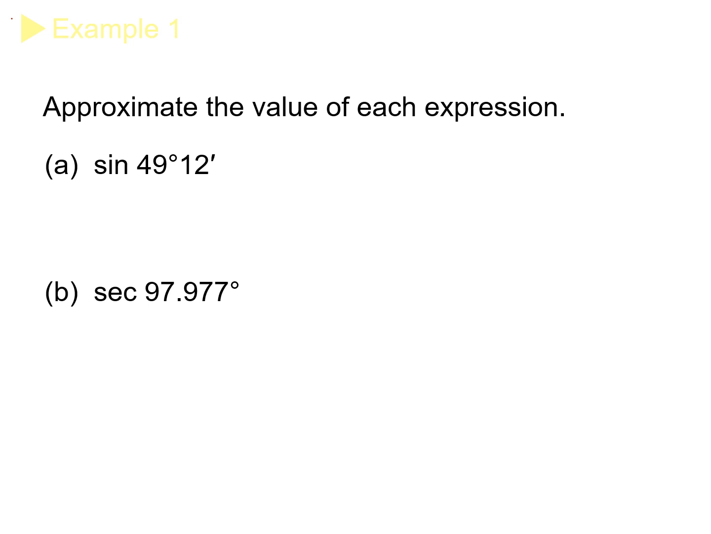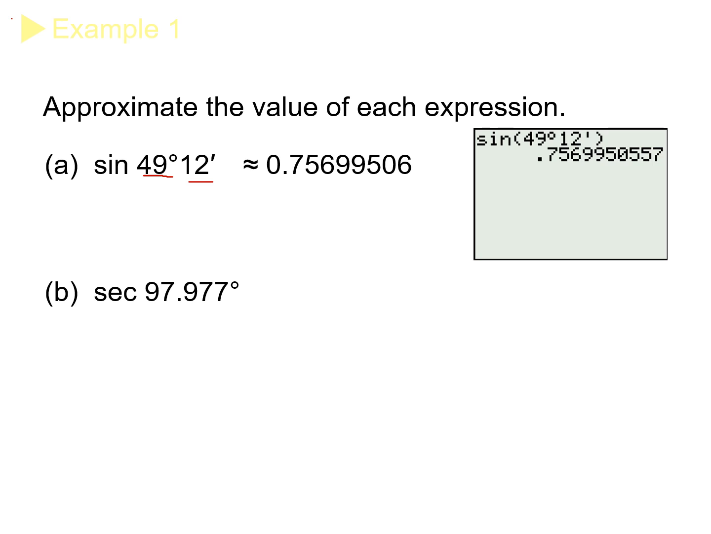We can use a calculator to approximate each of these expressions. Suppose you have sine of 49 degrees, 12 minutes. It turns out you can just type that in your calculator: find your sine button, and then make sure you have parentheses, 49, you should have a degree button, and 12 minutes. And you should get 0.75699656. Now, always round or truncate to where you're told to.